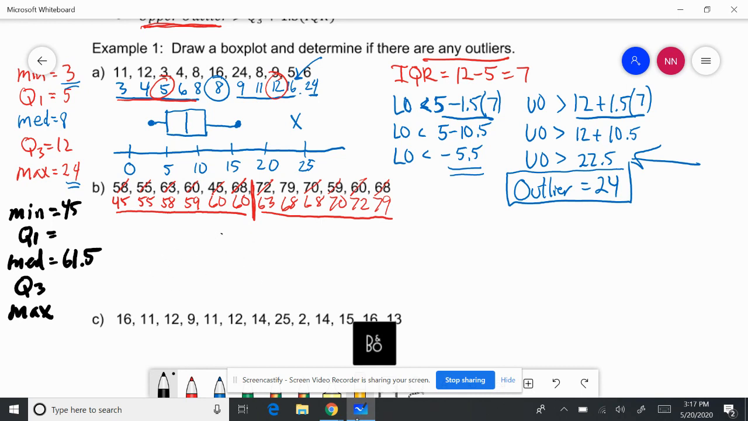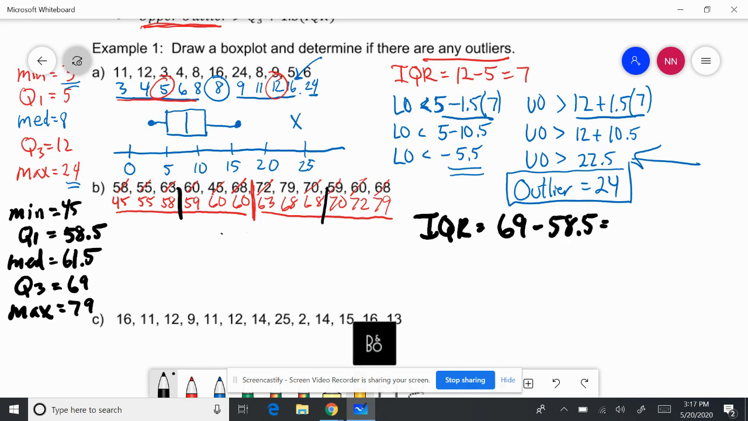Now we're going to look at these 6 numbers, and we're going to look for the middle. So in between 58 and 59 is 58.5. And between 68 and 70 is 69. And of course, the maximum is 79. Before we graph it, we're going to determine if there's any outliers. So we're going to take our IQR, which is our Q3, 69, minus our Q1, which is 58.5. And when we subtract them, we get 10.5.